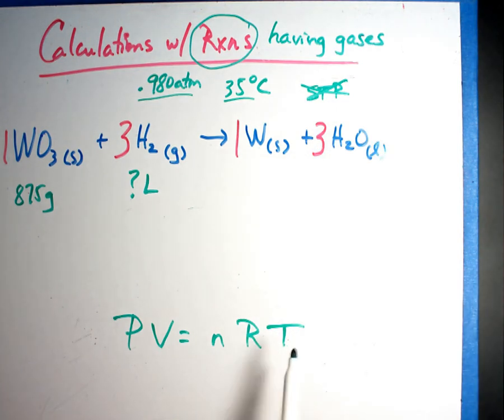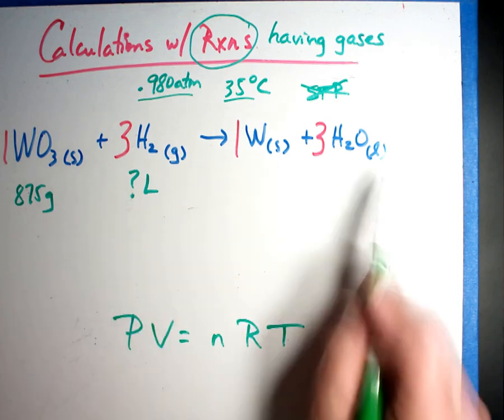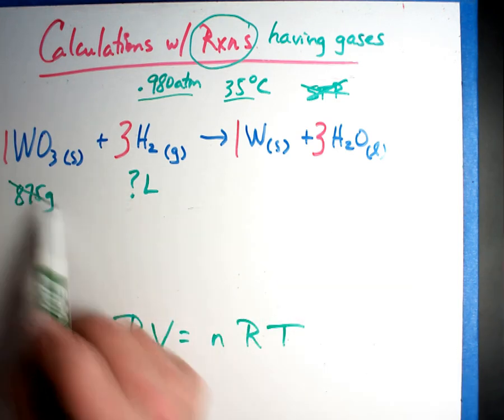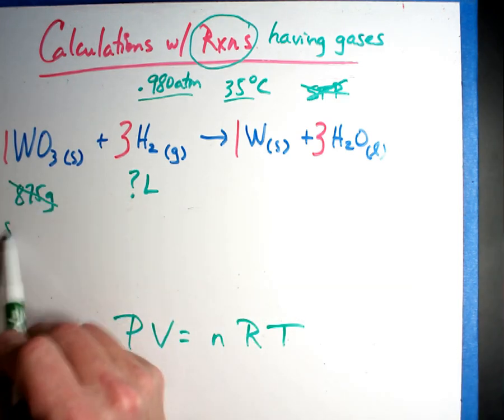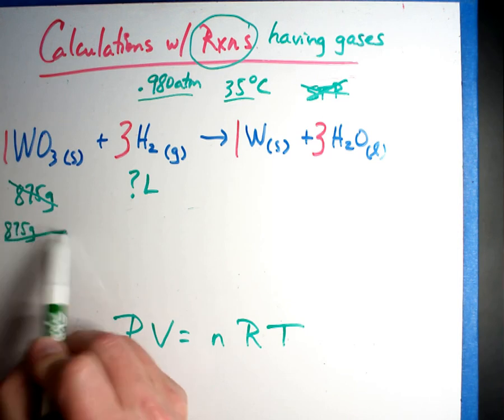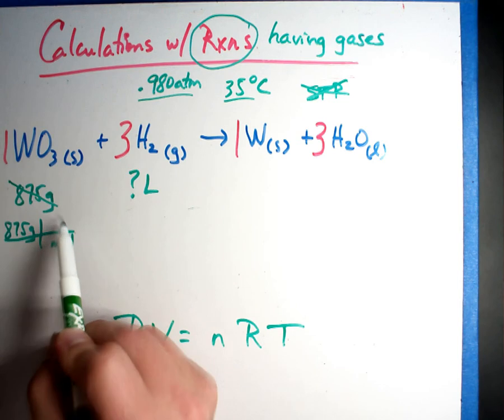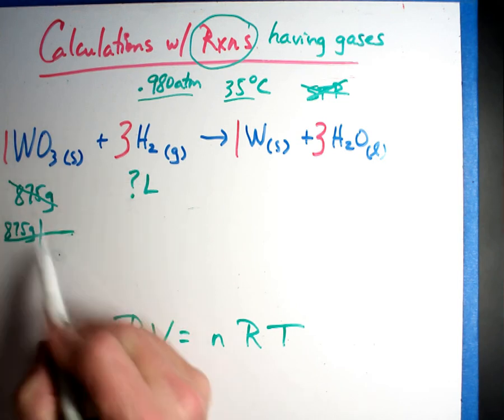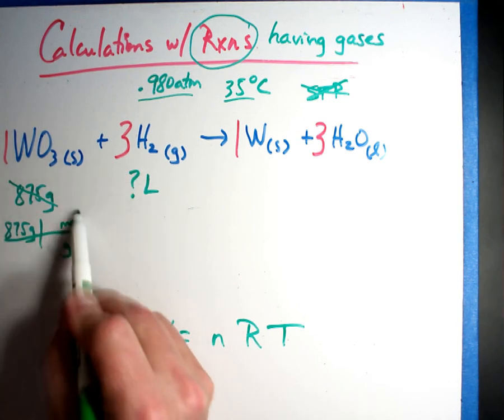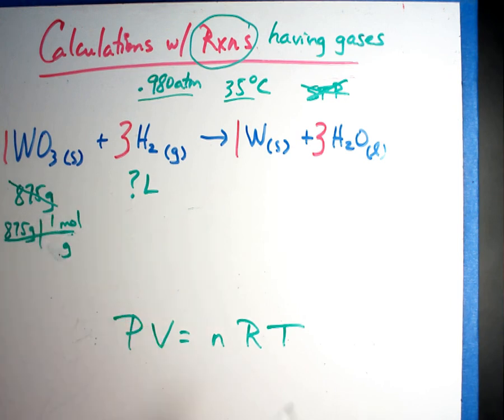Whenever you go to work a problem like this, you know that you can't be in grams. You're going to have to change 875 grams to moles. Now watch what happens. Mole doesn't go there. Grams goes here. Mole goes here. What number goes with mole? A 1 every time.